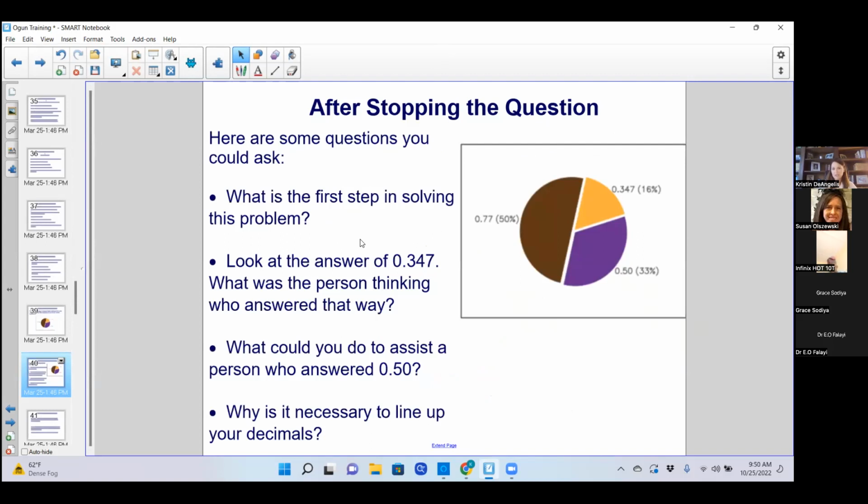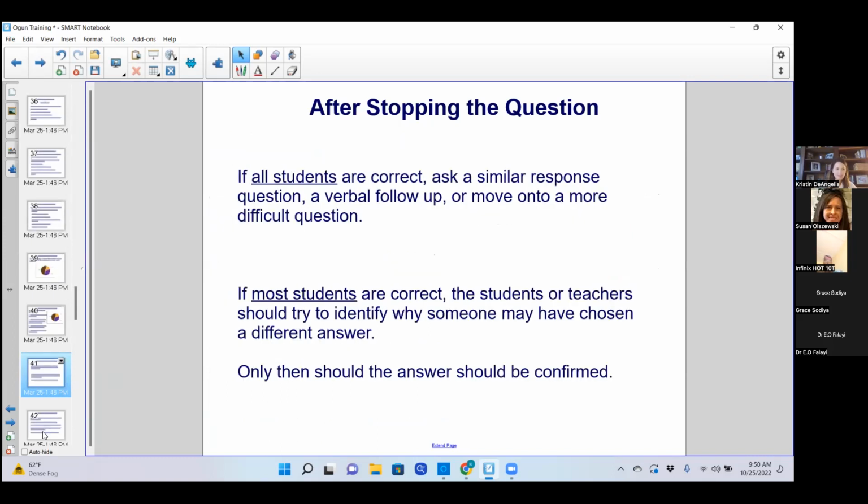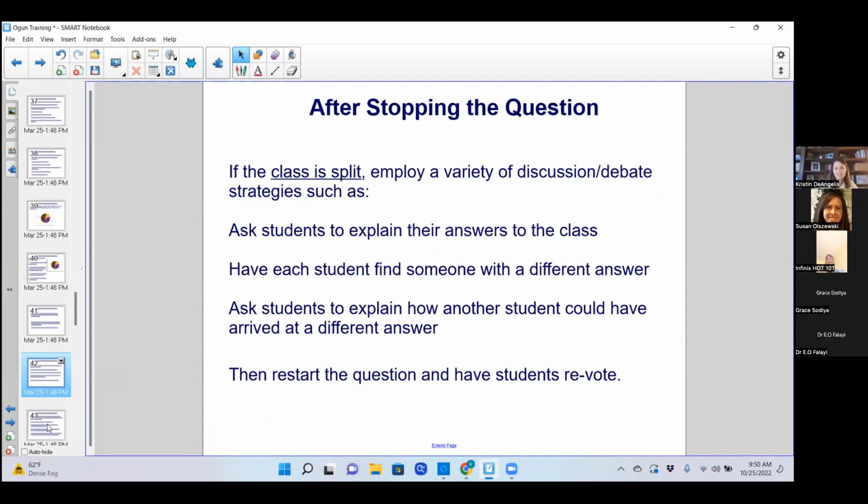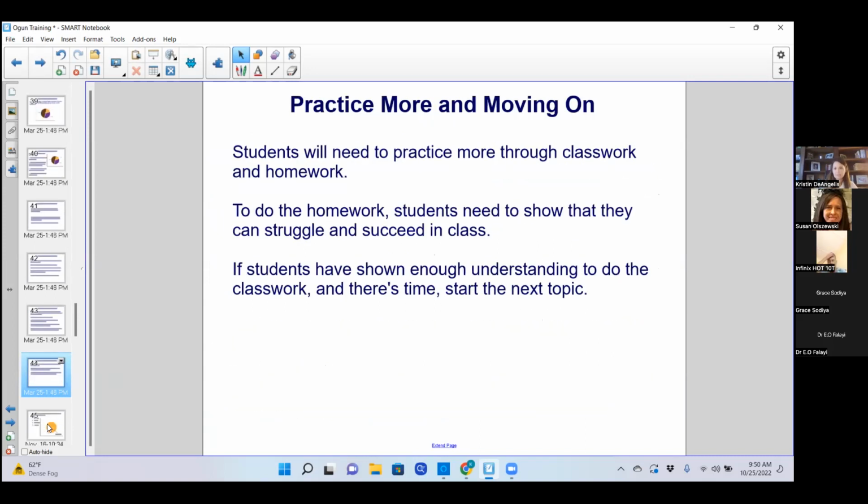And like we said, the questioning: What is the first step in solving this? Why do you think they picked it? How could we teach somebody? What would you tell them? Oh, we didn't line up the decimals. Why is that important? So it's conversations after the questions. We did a lot of this.